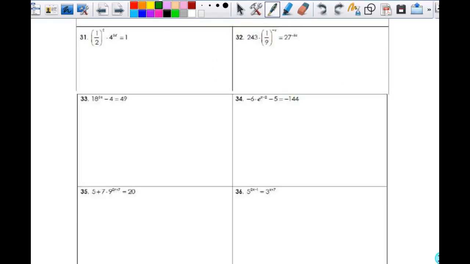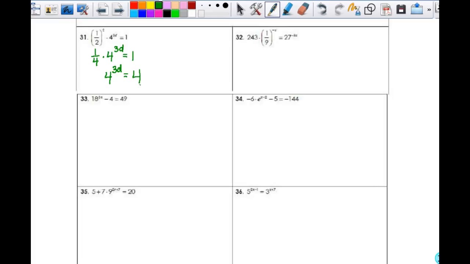Okay? All right, so on 31, when we want to get the variables out of the exponents, we need to get common bases. We can actually get rid of this 1/2 squared because it doesn't have a variable in it. So yes, I could leave it and just use my exponent rules, but 1/2 squared is 1/4. So this is really 1/4 times 4 to the 3d power equals 1. So now when I isolate my exponential, I'm going to multiply both sides by 4, so I get 4 to the 3d power equals 4.